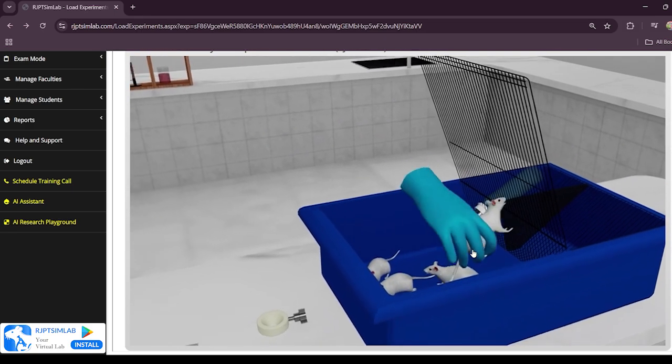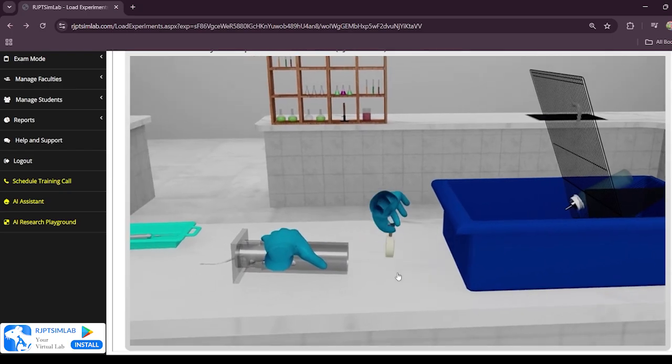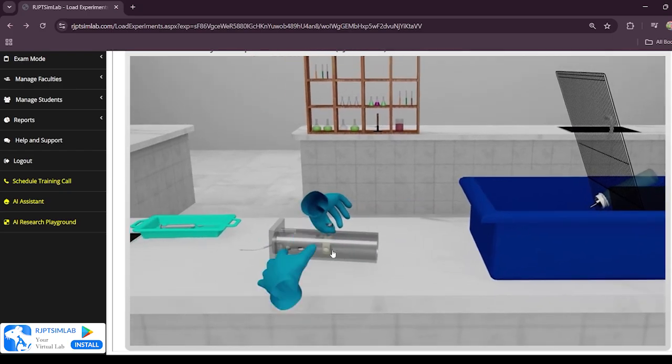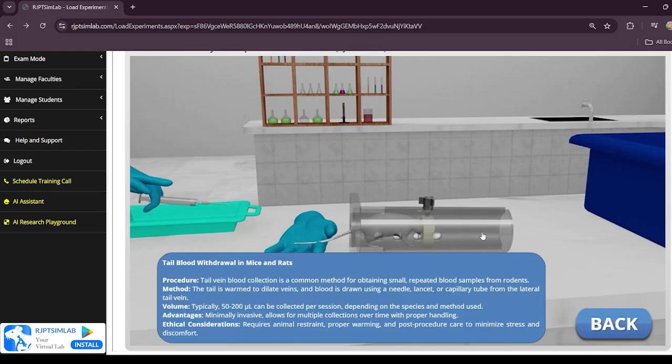In this technique, again, we will take one of the animal, which can be either mice or rat, and again we will place it inside the tubular mouse holder. We will close the end of the holder, and on the other end, the tail will be outside of the holder. Now, in this step, we have to elevate the tail of the mouse, and with the help of the syringe, we have to collect the blood sample.